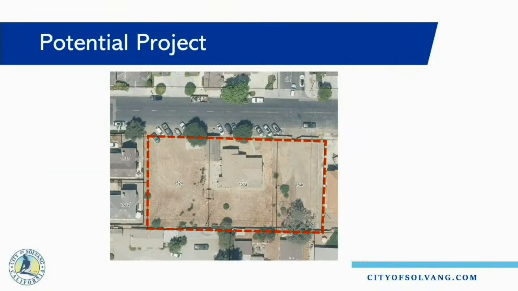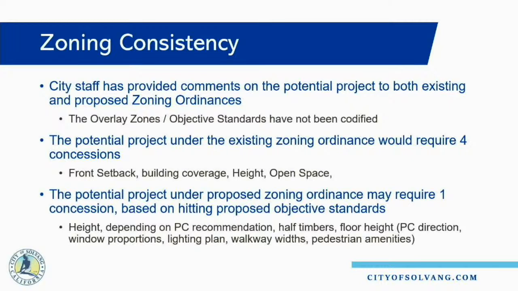So the potential project's general plan designation is high density residential. It is currently zoned DR20, but as proposed by city staff, we propose zoning this R3, or high density residential. It's approximately 27,116 square feet of net acres. The potential project is 24 multifamily units and 2 detached ADU units for a total of 26 units, and it is approximately 3 stories in height. For zoning consistency, city staff has provided comments on the potential project to both the existing and proposed zoning ordinance.